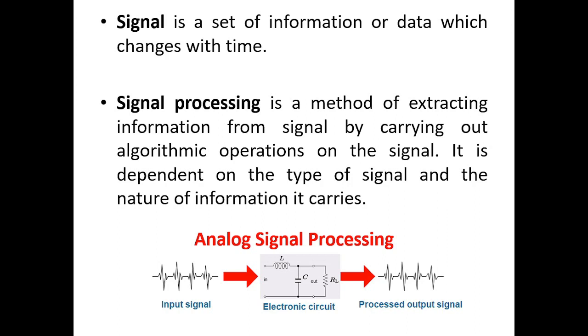What is a signal? What is signal processing? I have already told you. So what is analog signal processing? I told you, but just look at it visually. We have this input signal, which is an analog signal from the human body. Then we put it into the electronic circuit. The output is the processed output signal, and it is also analog. So input is an analog signal, output is an analog signal, so it is called analog signal processing.